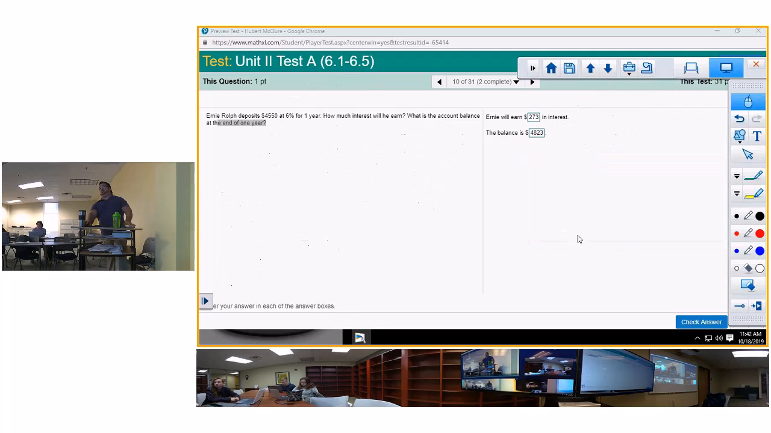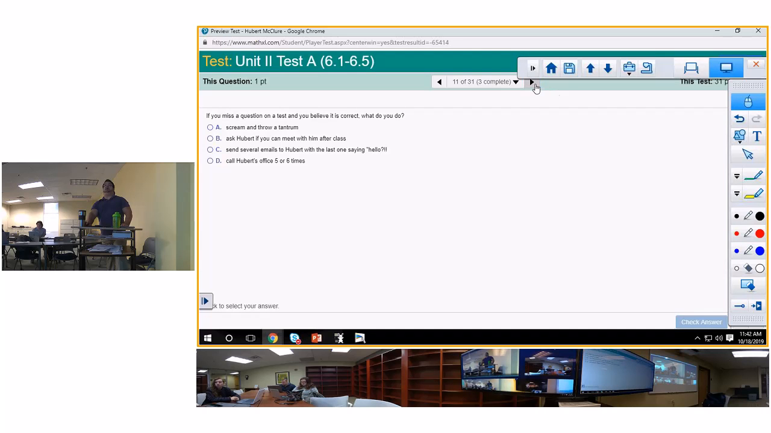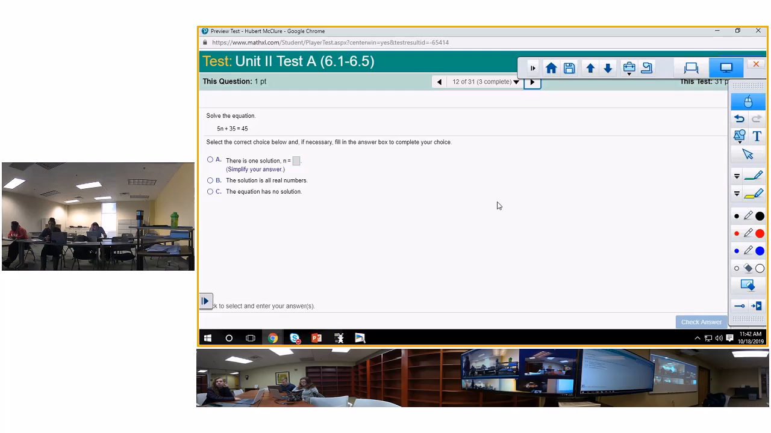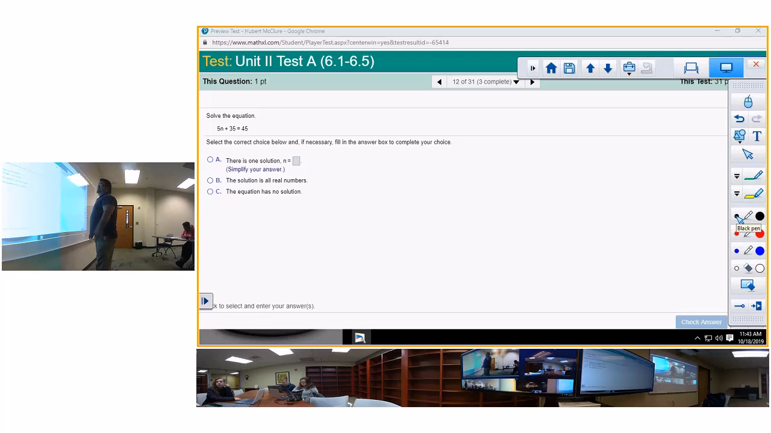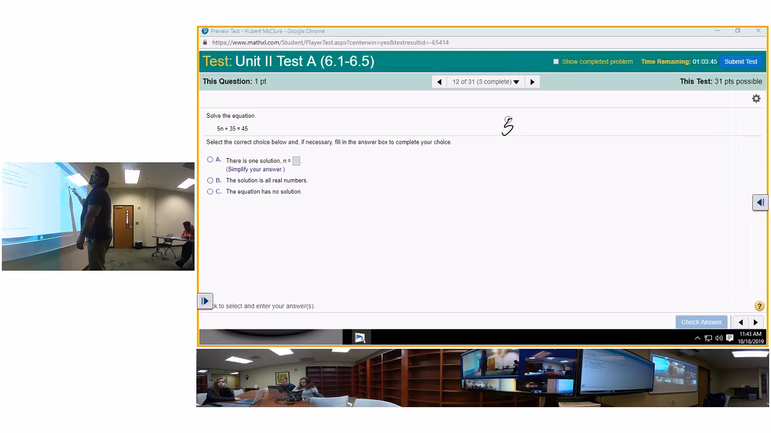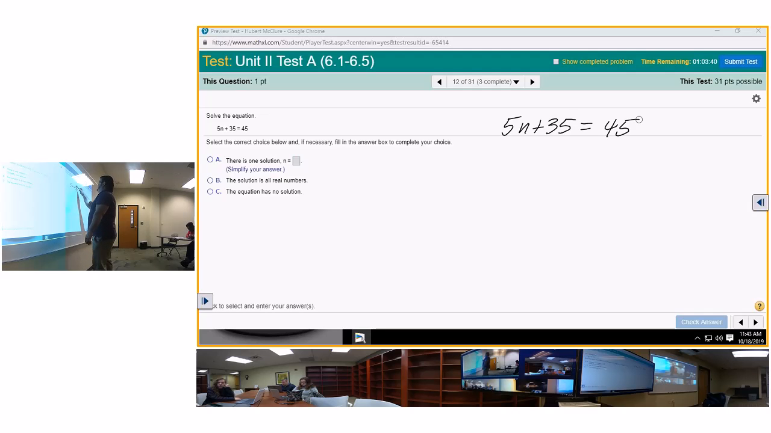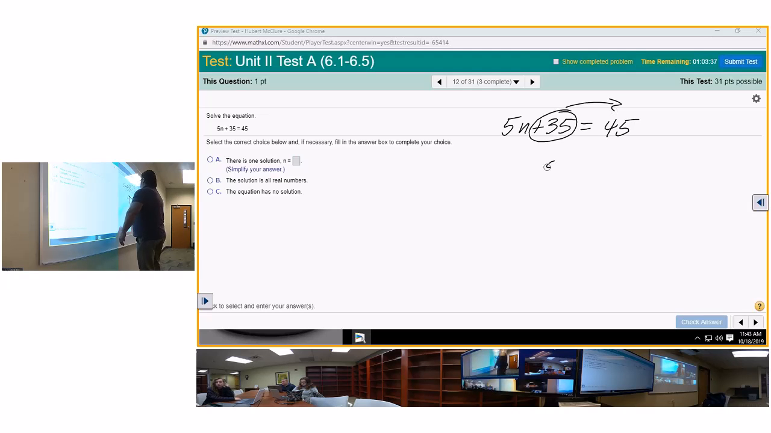That may be questions y'all sent for homework. I don't know. Next. All right, solve the equation. This is 6.3, I think, or whatever the algebra section is. 5n plus 35 is equal to 45. Take the 35 across the river. 5n is equal to 10. N is equal to what?